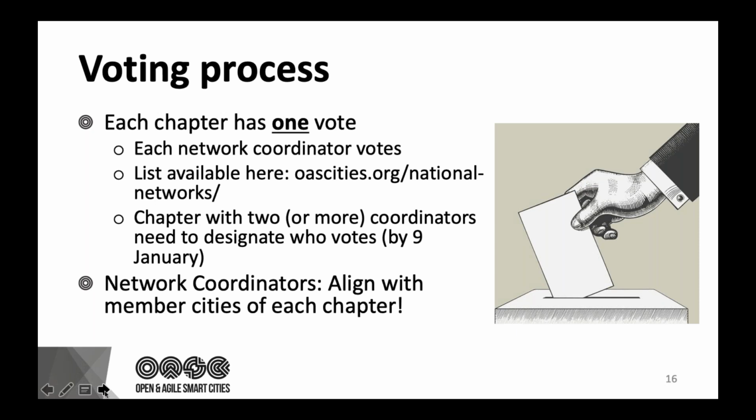Those chapters need to designate who will vote on behalf of the chapter, and they have to do so by the 9th of January. Tell that to me, but I will follow up in case they do not do that. So I will be in charge of this process. And again, I would like to raise this with all network coordinators: please align with the member cities of your network. That's important. This email, the video, will go out to all member cities. It's the most crucial part that every city knows what you as a network coordinator are voting on. I just want to highlight this here.